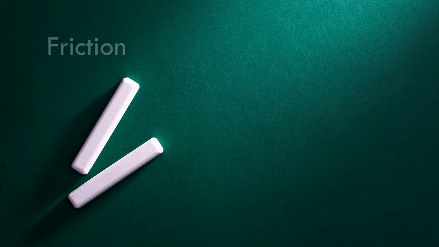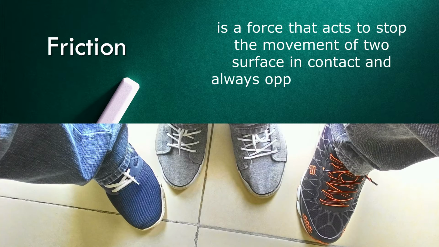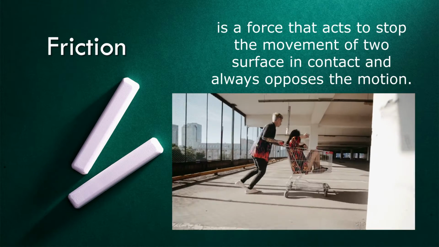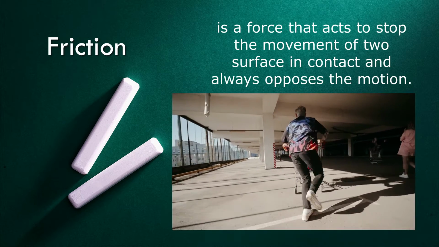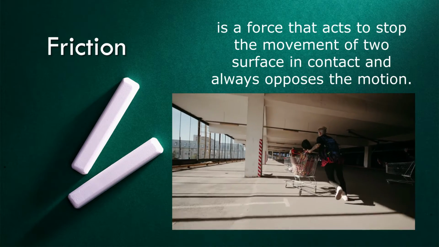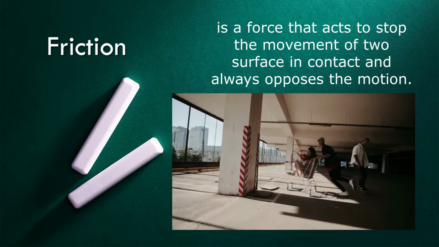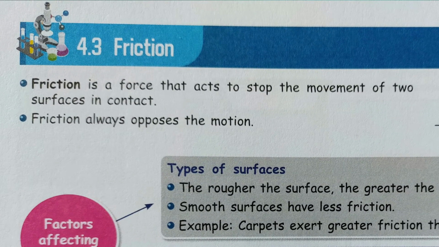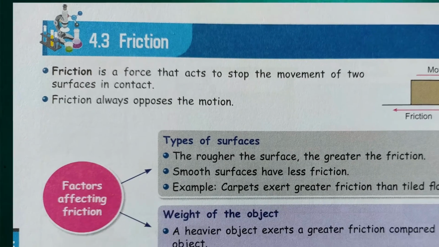Let's summarize. Frictional force acts to impede relative motion between two surfaces in contact. If you apply force to move an object, the frictional force is a force that resists relative motion between the two contact surfaces. It has an opposite direction to the applied force.